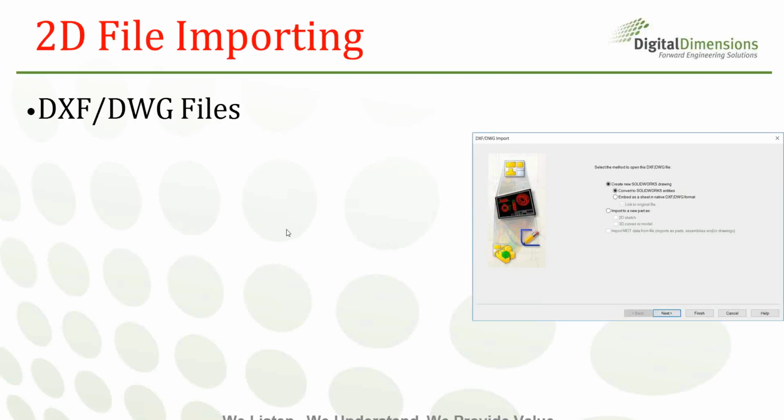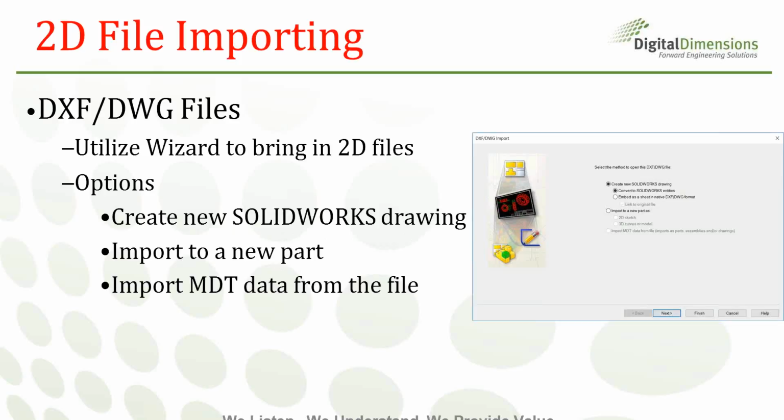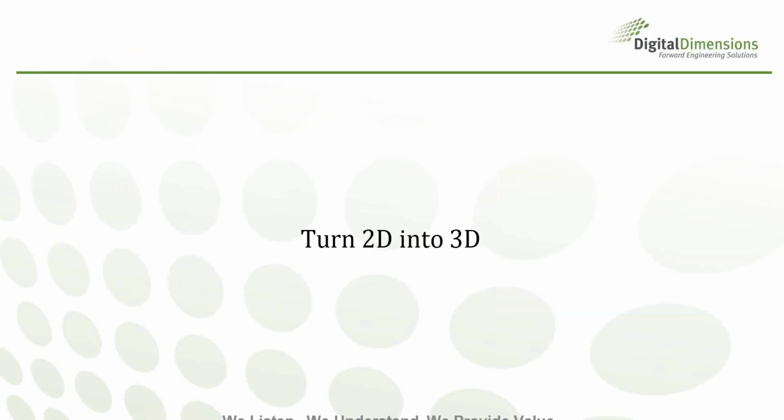All right, so we talked about FeatureWorks. The next thing I want to show a quick example of was importing the DXF or the DWG. So this is where the 2D geometry comes in. There is a wizard for this, which makes it really easy to bring in these 2D files. You have a couple options in here. You can create a new SOLIDWORKS drawing, you can import 2D geometry to a new part, or you can import the MDT data from the file.